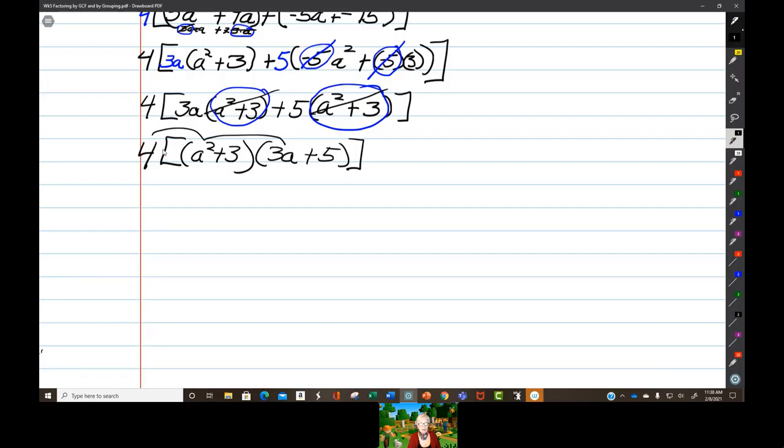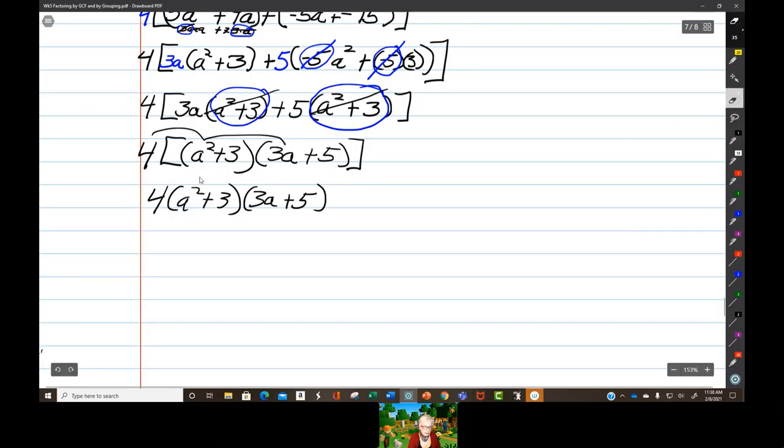5. Now with everything multiplied, I've got this times this, and then times this. That is, they're 1, 2, 3 all multiplied together. I don't need these brackets anymore at all. 4 times a squared plus 3 times 3a plus 5. Let me make that 2 a little neater. There.